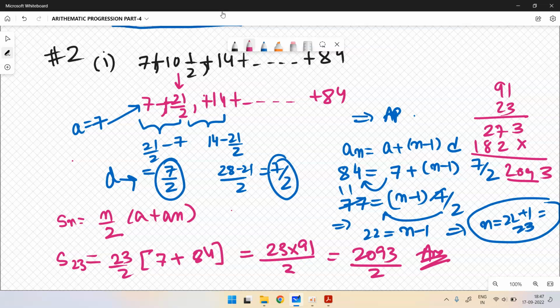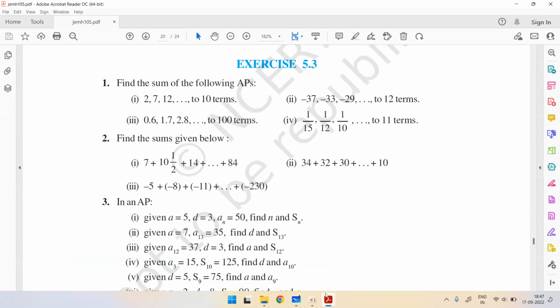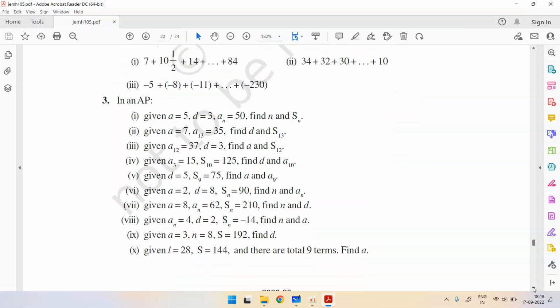So next is also the same. Second and third is also the same thing. Difference you can directly see. Then second, this difference is 2. This is minus 2. Common difference is 34. And third, the first term is minus 5, and common difference is minus 3. So from here, this second is also completed.